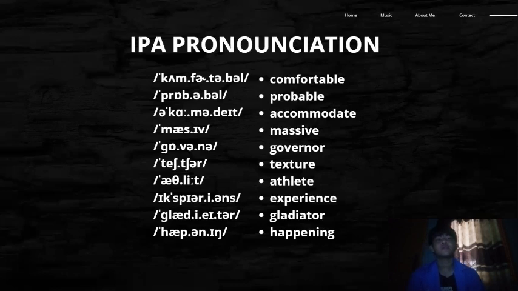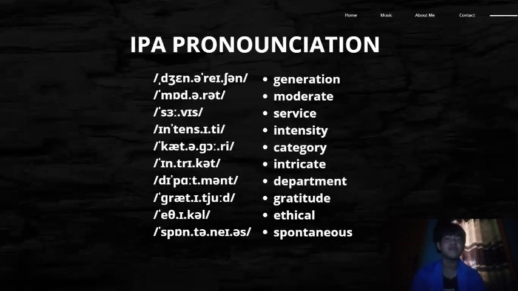Okay, I read 20 words using correct IPA pronunciation. These tasks test my understanding of phonetic symbols and stress patterns. Each word is pronounced carefully based on its IPA transcription. So, there is comfortable, probable, accommodate, massive, governor, texture, athlete, experience, gladiator, happening, generation, moderate, surface, intensity, category, intricate, apartment, gratitude, ethical, and the last one is spontaneous.